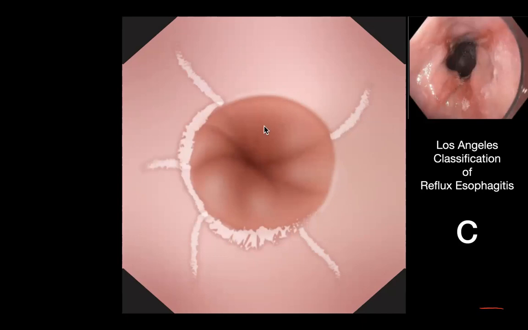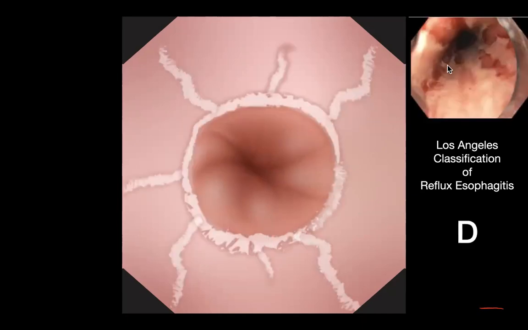If it goes all around and there is extensive damage, that is grade D, LA classification. And here you see there is damage all around. So grade D is severe erosive esophagitis. Grade A is mild erosive esophagitis. And then there is something called non-erosive reflux disease. It's otherwise known as NERD, N-E-R-D, non-erosive reflux disease.